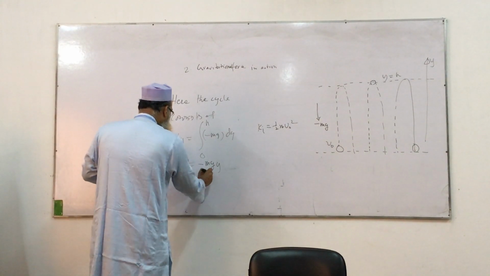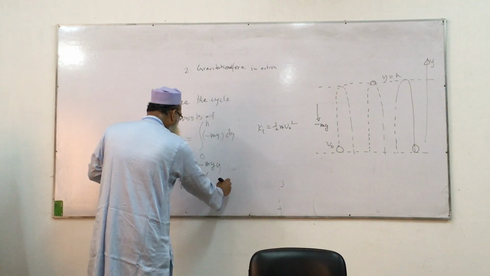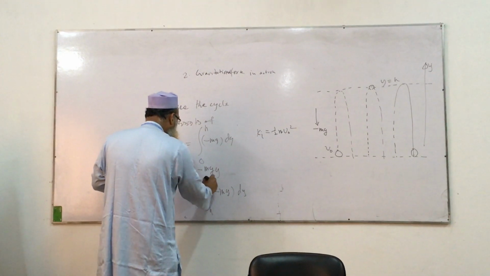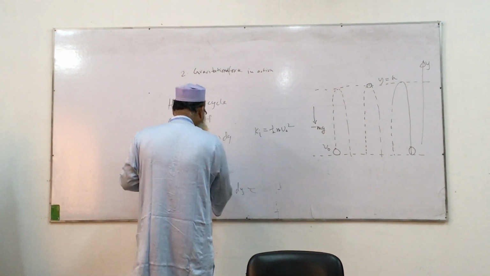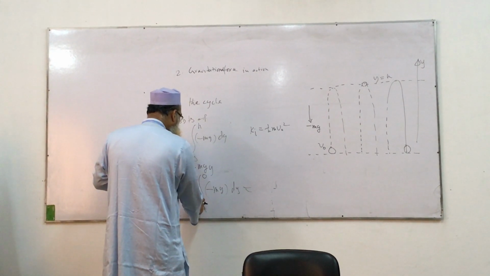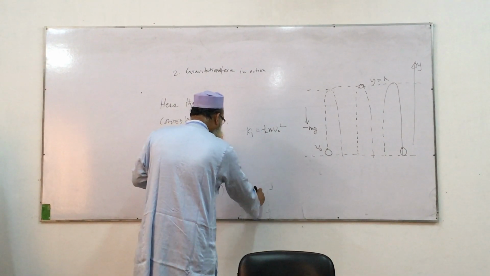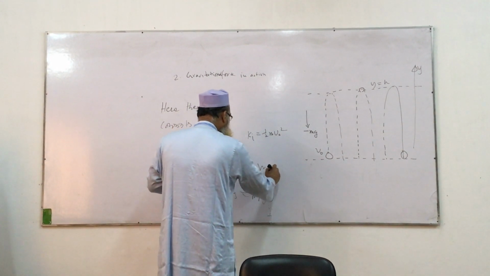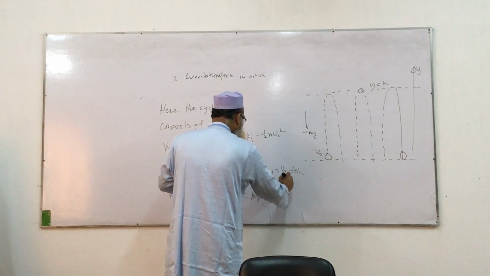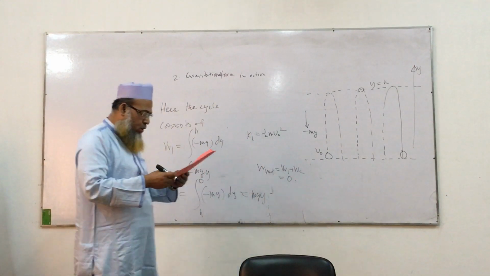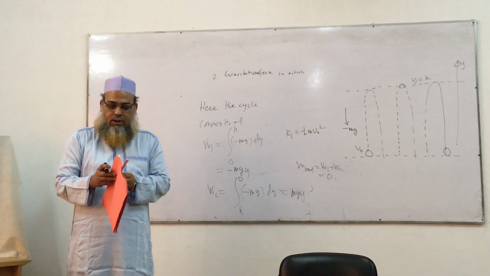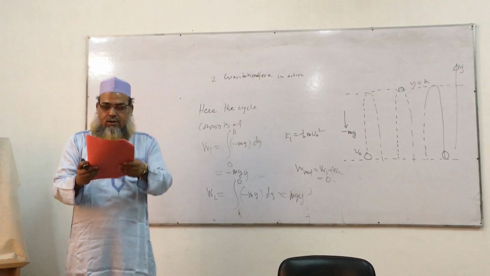In W2, again, the gravitational force acts downward, dy, but the initial point is h and the final point is 0. So when you do the integral, this will be y, 0 minus h, and you will get plus mgh. W net equals W1 plus W2 equals 0. So in the case of gravitational force, the net work done is 0.